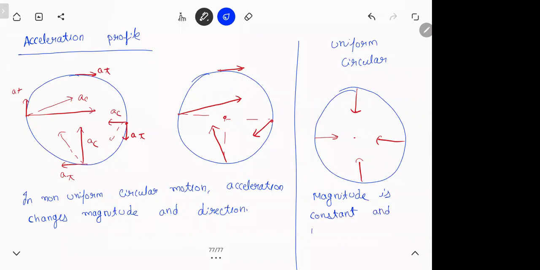So this will be theoretical questions. In a uniform circular motion, acceleration is constant. True or false? Wrong. Acceleration is a vector quantity. The direction is changing, right? Magnitude of acceleration is constant. True. Magnitude is constant, acceleration is not constant. So therefore acceleration changes, but magnitude is constant. Remember that. So that's the acceleration profile.